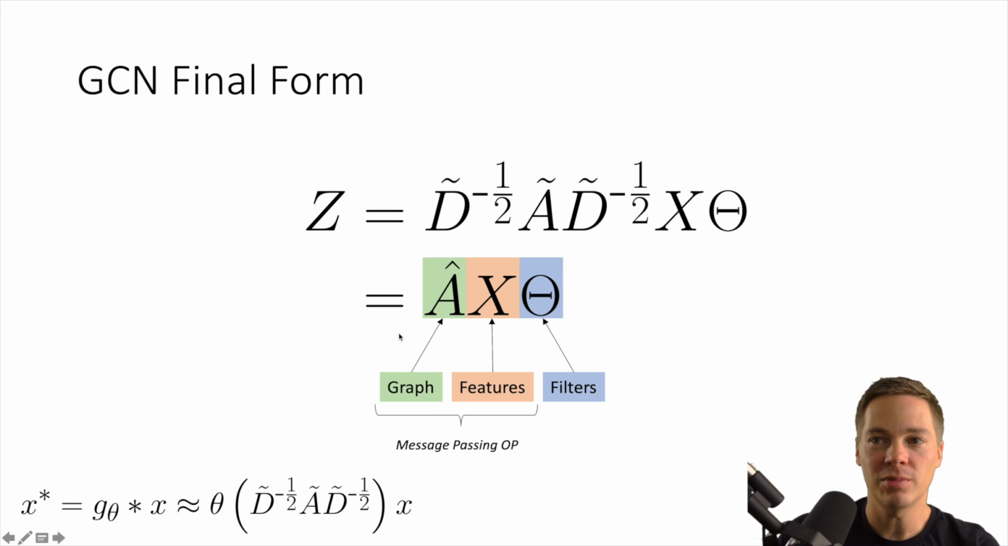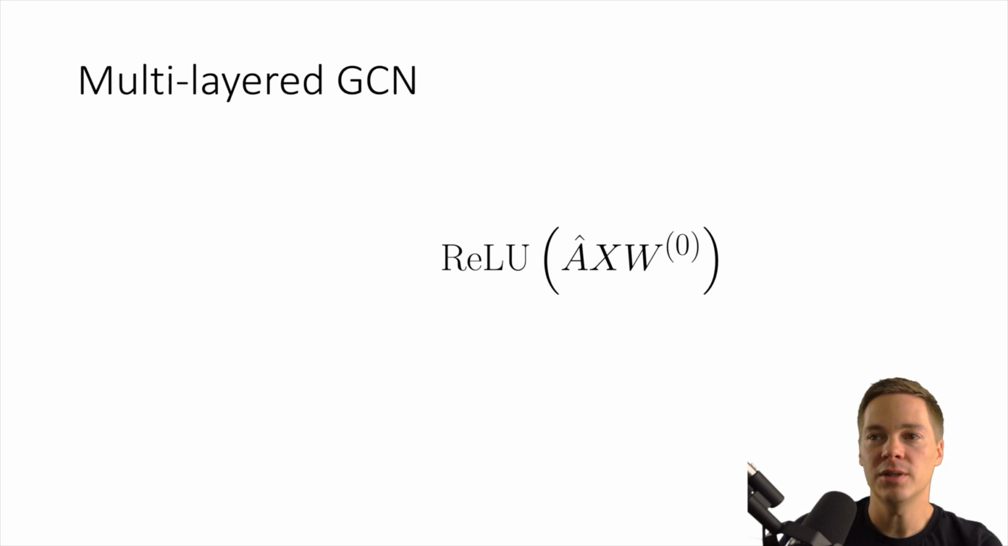Recall that when we multiply a set of features by the adjacency matrix, what we're doing is summing up the features of all of its connections. And in this case, we've normalized the adjacency matrix and included self-connections. So what that means is it includes the features of the node itself along with a normalized version of all of its neighbors.